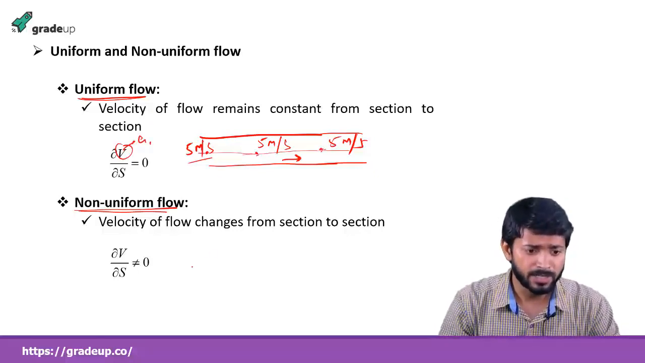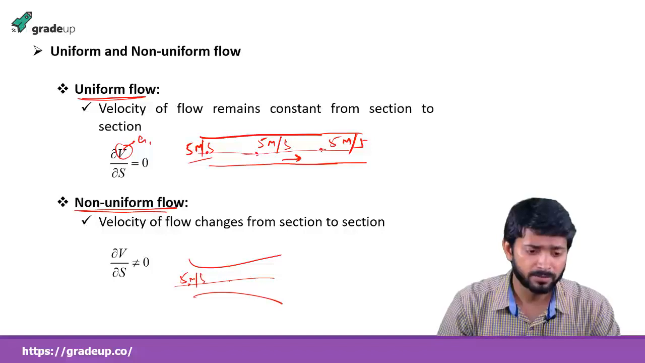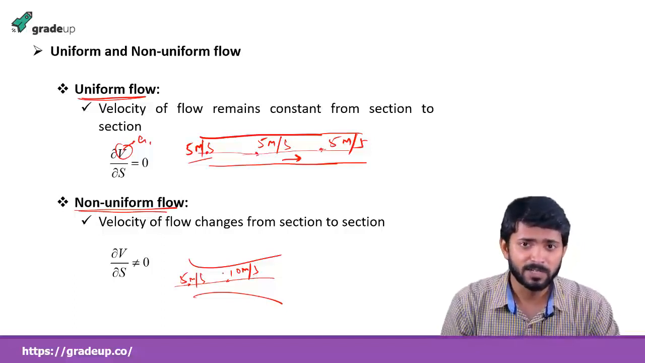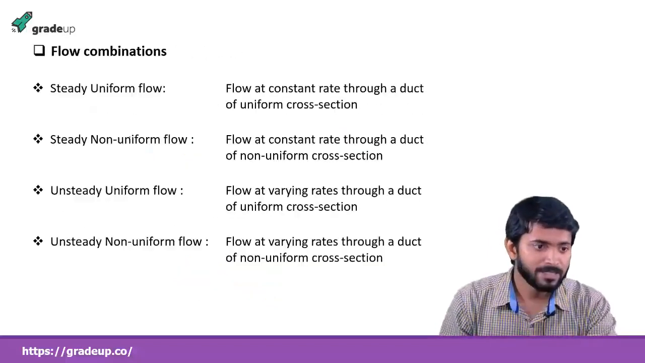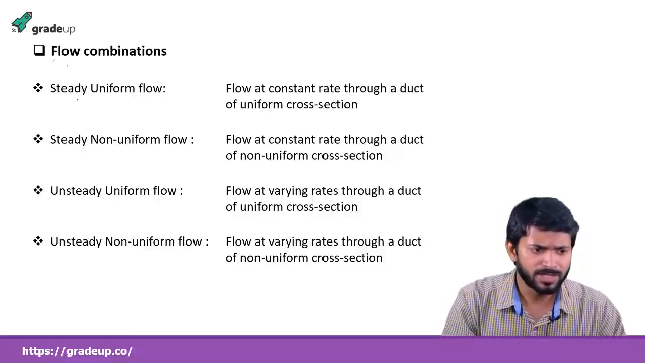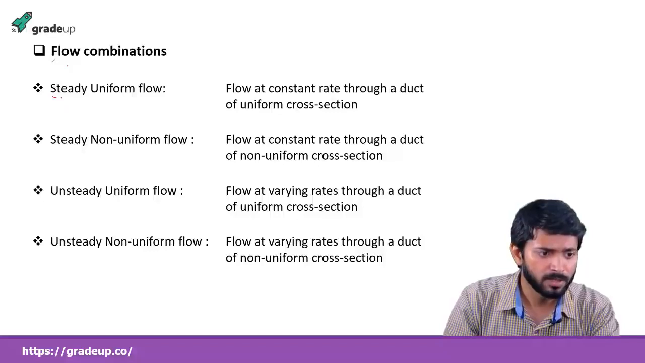And if it changes, taking the earlier example, here 5 meter per second and here 10 meter per second, this is the change in velocity with respect to space. So this type of flow is known as non-uniform. Okay, so these are the flow combinations I told you earlier, and let's look again one by one.